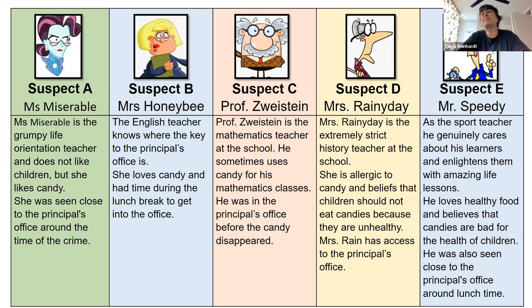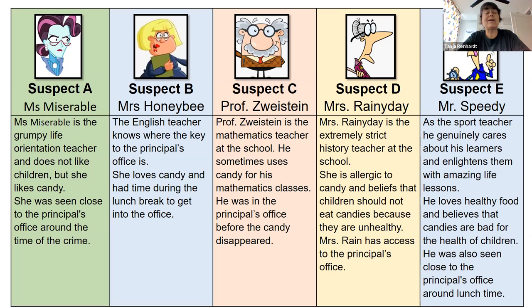And then we have suspect E, Mr. Speedy. As a sport teacher, he genuinely cares about his learners and enlightens them with amazing life lessons. He loves healthy food and believes that candies are bad for the health of children. He was also seen close to the principal's office around lunchtime. So we have five suspects who, pretty sure, everybody has got a motive.